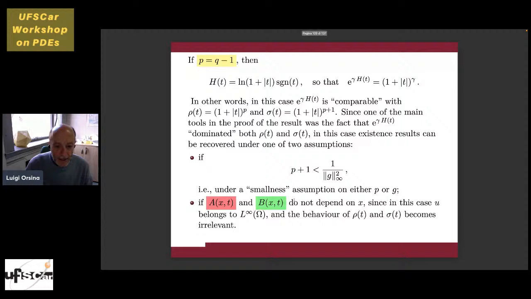Or, as before, if A and B do not depend on X, because in this case, you make a change of variable and the behavior of rho and sigma becomes irrelevant because U is bounded. And so no matter what, you have something which is strictly elliptic, and so you can make estimates without any problem.